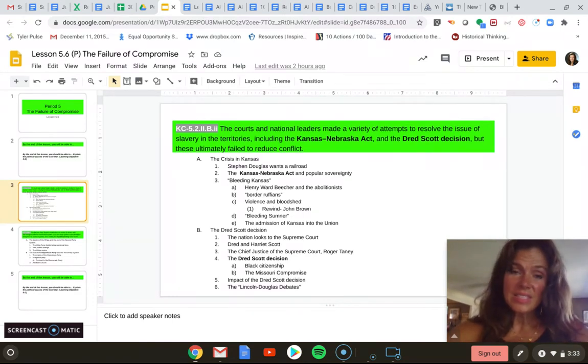The next decision is a decision of the Supreme Court, quite arguably one of the worst decisions because it does not do what it is intended to do. Congress is paralyzed between the northern supporters of abolition and the southern supporters of slavery. The President at the time is a northerner named James Buchanan.